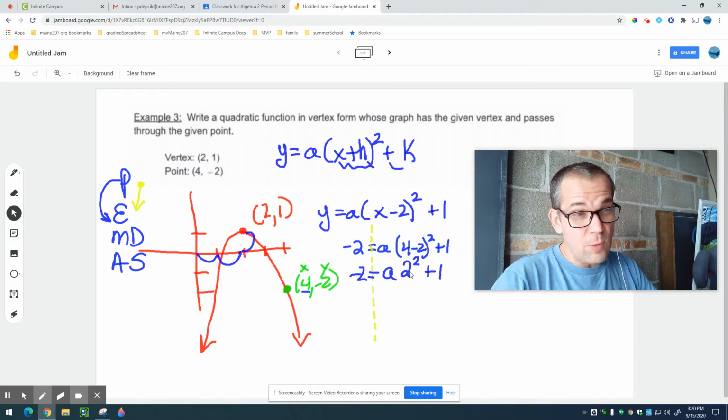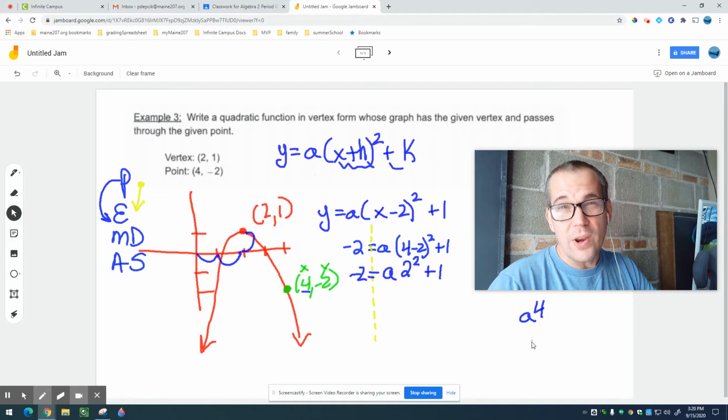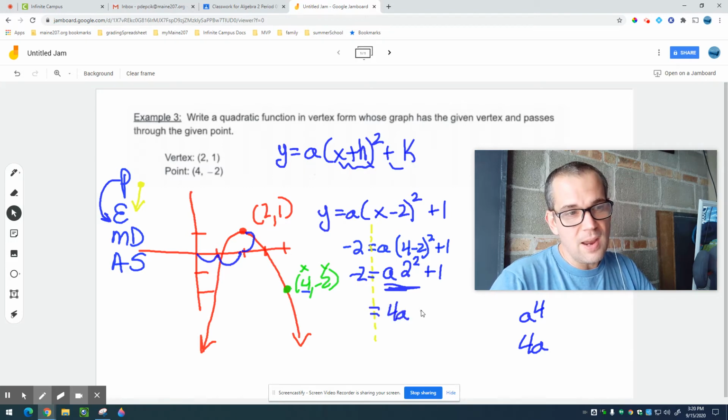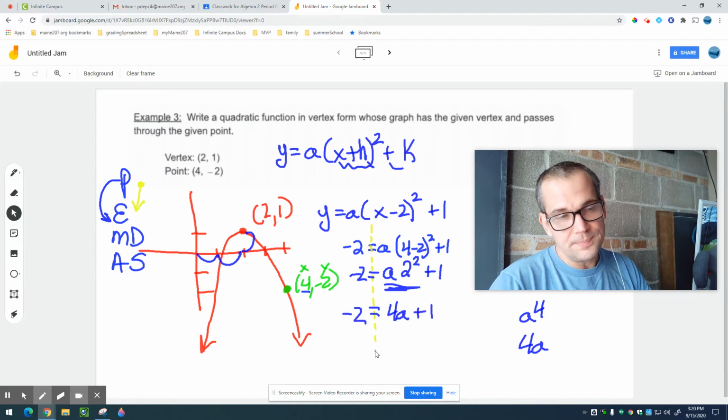This is going to turn into a 4, but I'm not going to write down a times 4 because that just looks weird. I'm going to write 4a, because usually when we multiply a number by a variable, we put the number first. So these two guys are stuck together because they are multiplied. 2 squared does make 4, so that becomes 4a. This plus 1 is still here. This negative 2 is here.